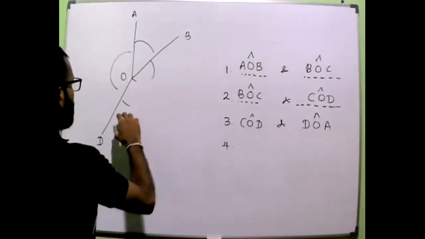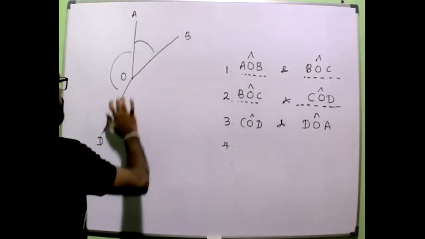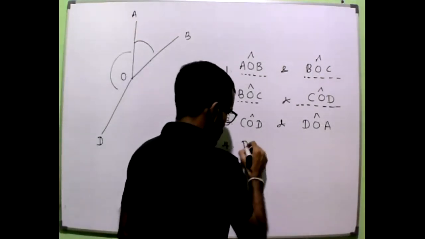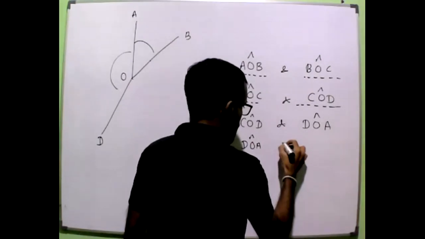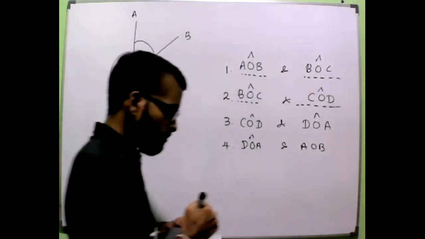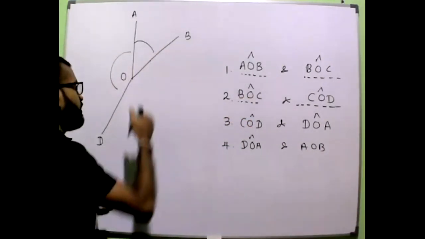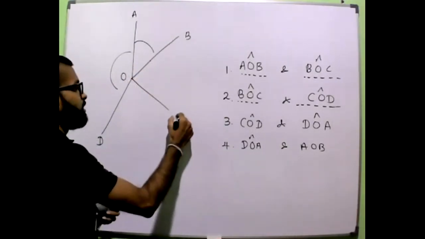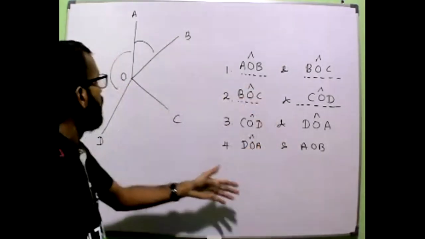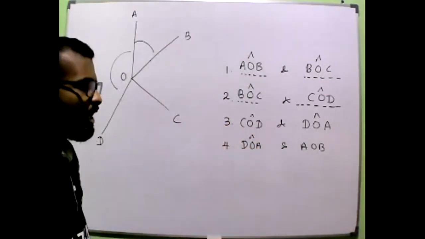So both pairs. So this is it. DOAN, AOB. So these are the 4 pairs of adjacent angles we can find here, right? Because previously we had something like this also, right? There are 4 angles and 4 pairs of adjacent angles.